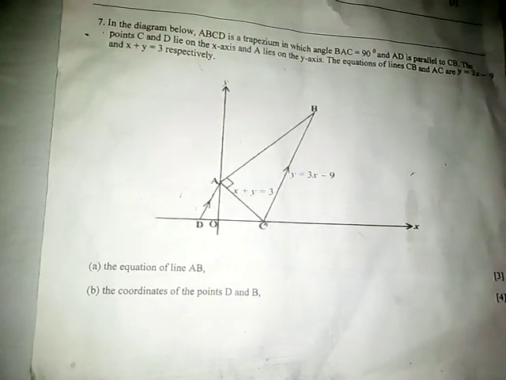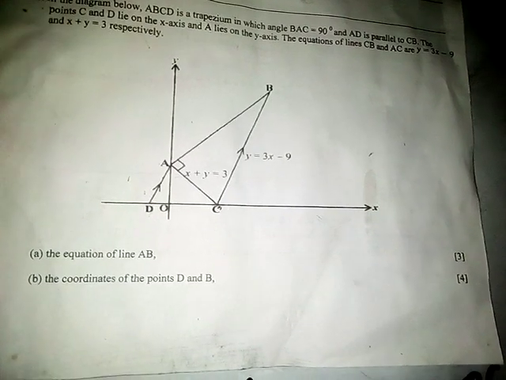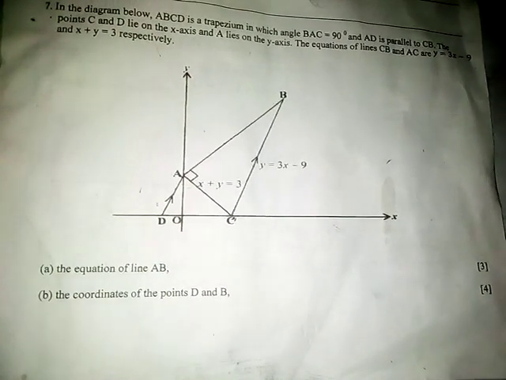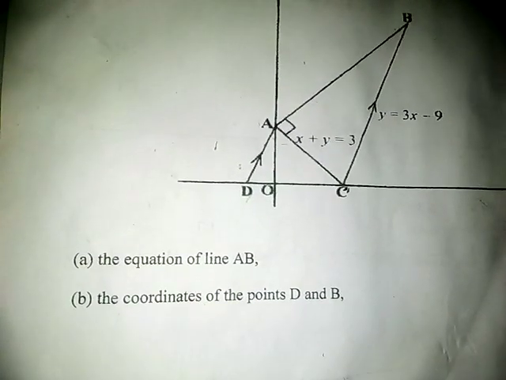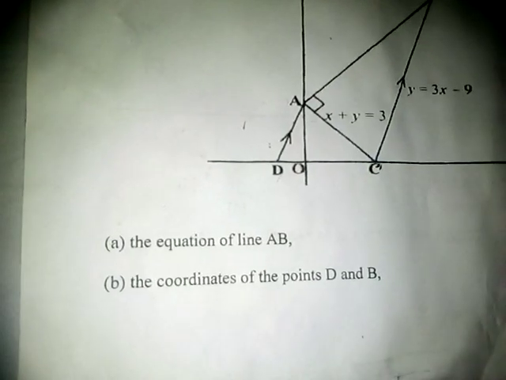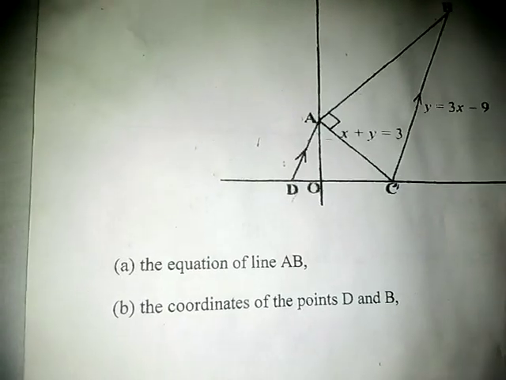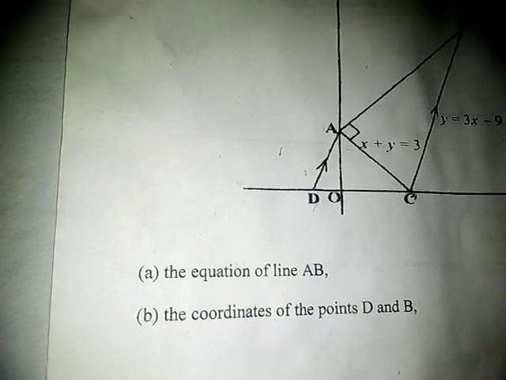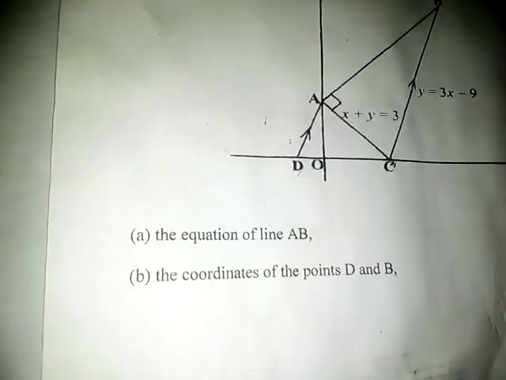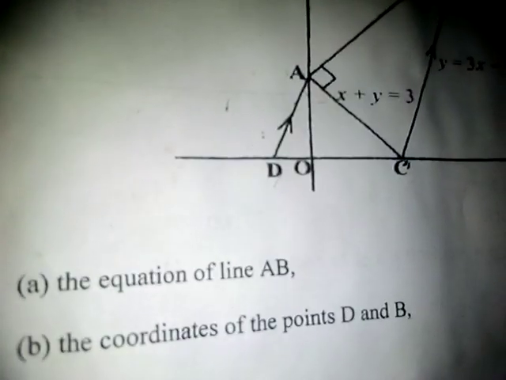Let's now look at the B part, which requires us to find the coordinates of the points D and B. Please observe carefully. So let's concentrate on point D. We see that point D is being shared by two straight lines. I've got line DA and the x-axis. Take note: line DA and the x-axis.